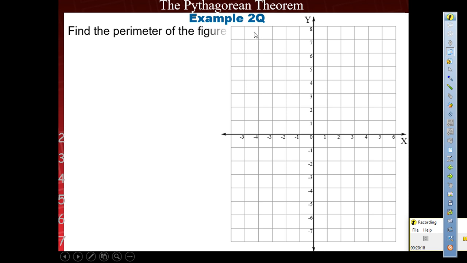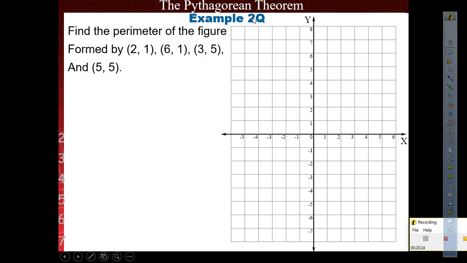On your big graph paper, get the big graph paper, or some of you got the small graph paper. Doesn't matter, as long as you copy that problem on the top left.